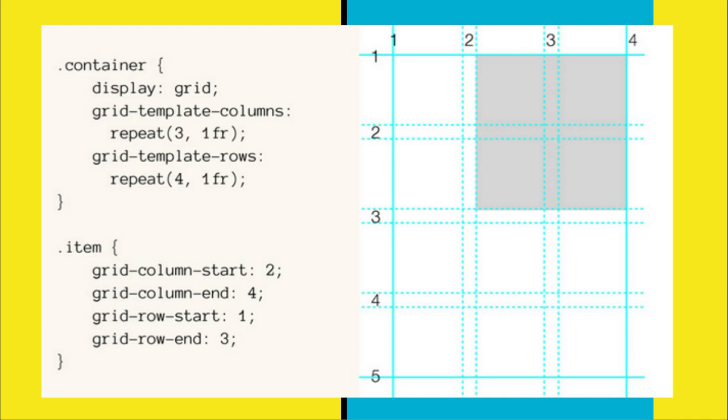So we've defined an item, and we tell it what grid column to start in and what grid column it's going to end in, and what row it's going to start in and what row it's going to end in. And in this case, this is going to be a responsive design. This shape is going to take up 2/3 of the screen horizontally and half of the screen vertically. It's always going to be the same proportion on the screen.